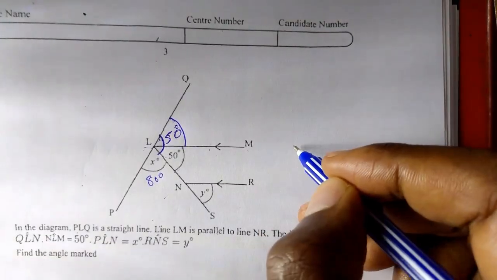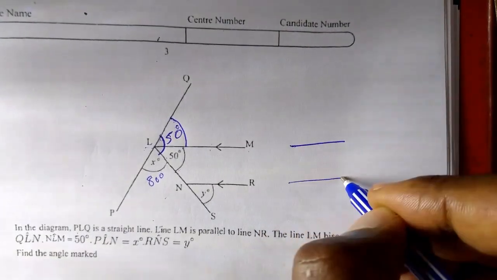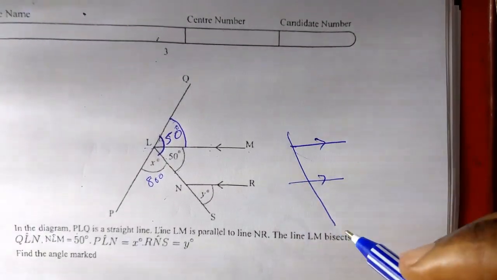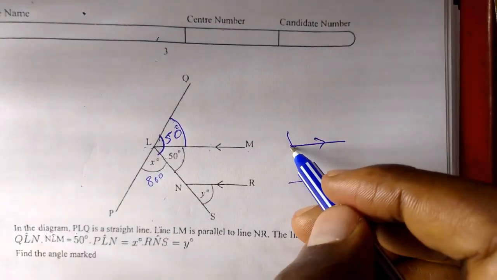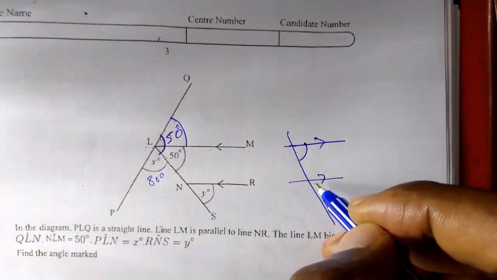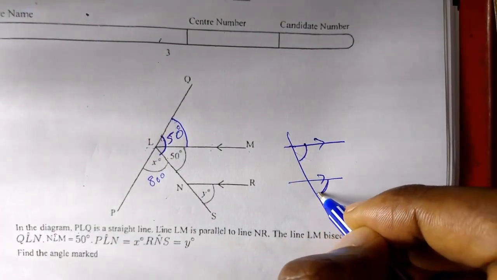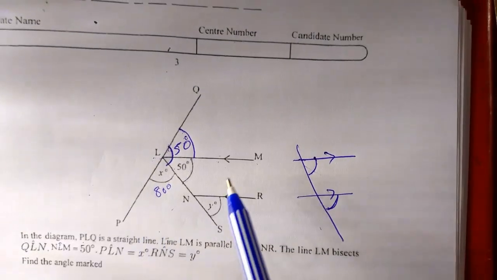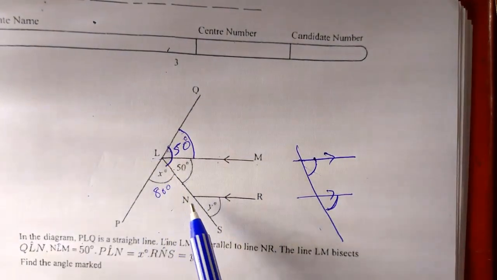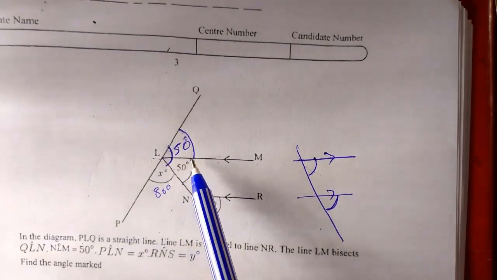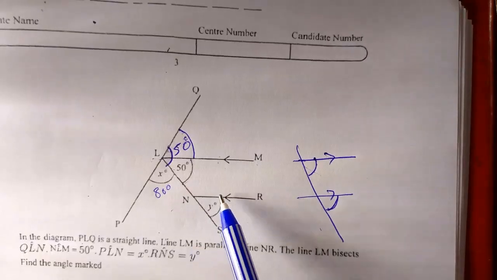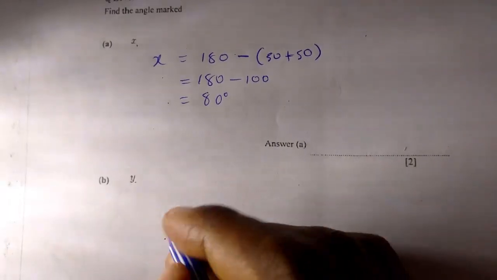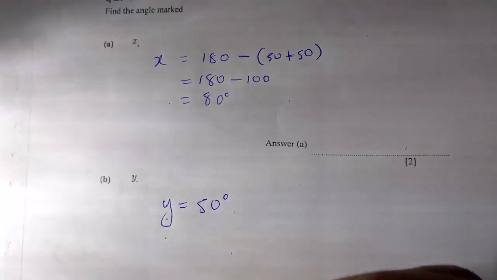Or in some cases, I can call them F angles. F angles exist when you have two parallel lines and there is a line cutting those two parallel lines, and this angle and this angle, these are the corresponding angles, and they form an F like this. So here we have the same case, which is this F angle. So this angle and this angle, they're equal to each other. So it means Y is equal to 50 degrees.